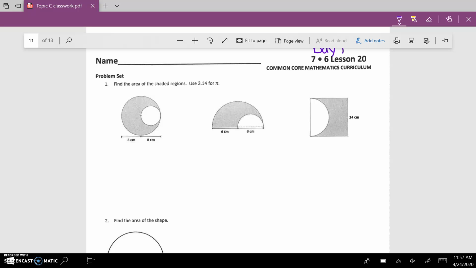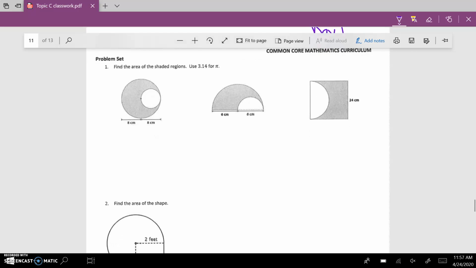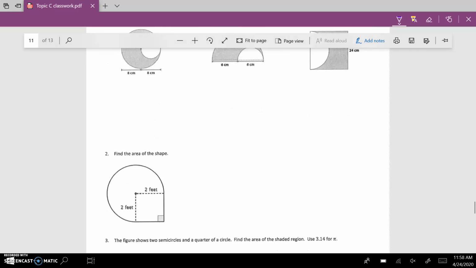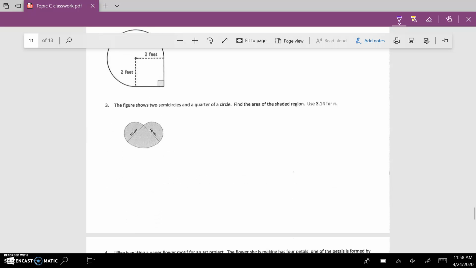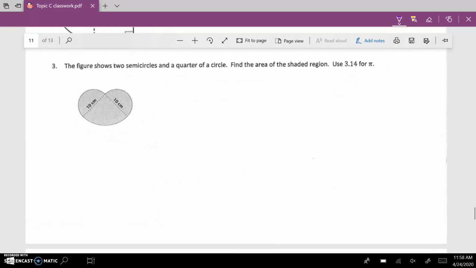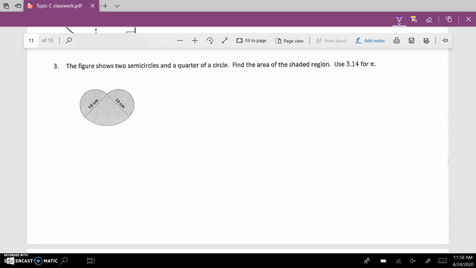I'm going to do 2 problems in the video. These are probably 2 of the trickier ones that we run into problems with. So I'm going to look at number 3 here, where it says the figure shows 2 semicircles and a quarter of a circle. Find the area of the shaded region. The hardest part for some of you will probably be figuring out which one's the semicircle and which are the quarter circles. So the semicircles, I'm going to number these.